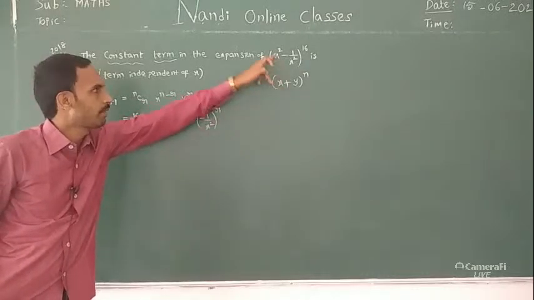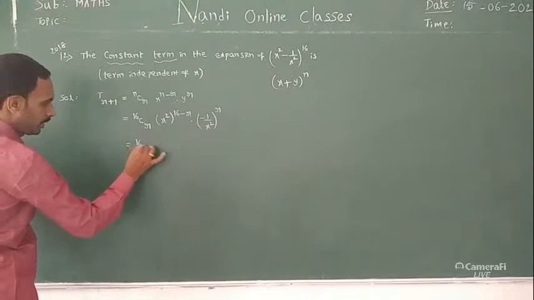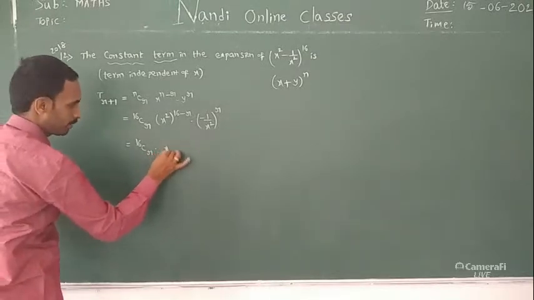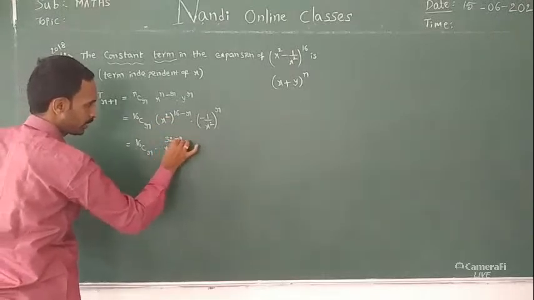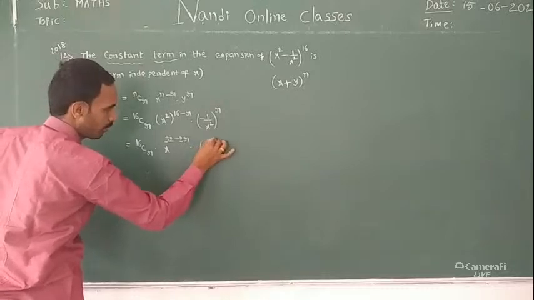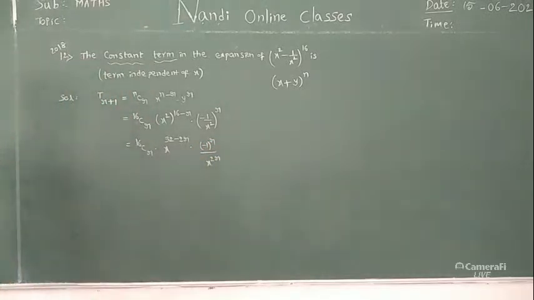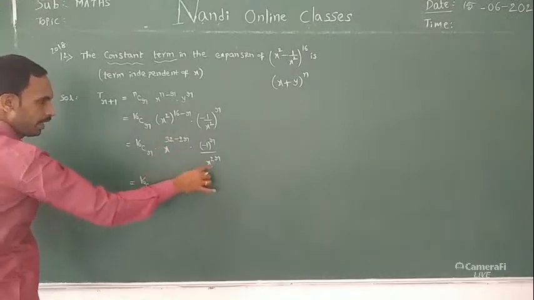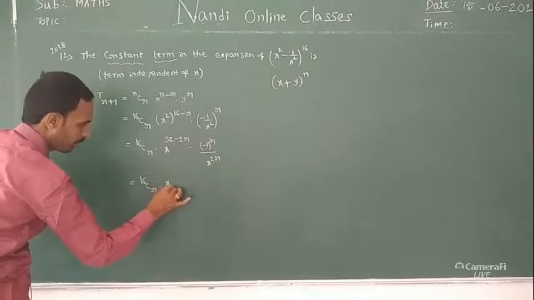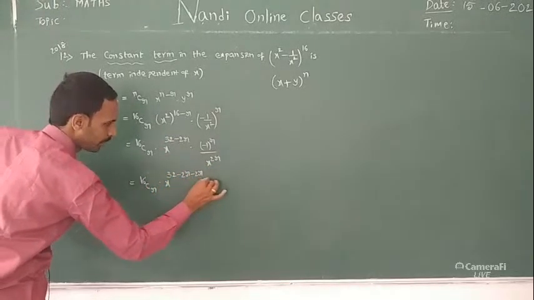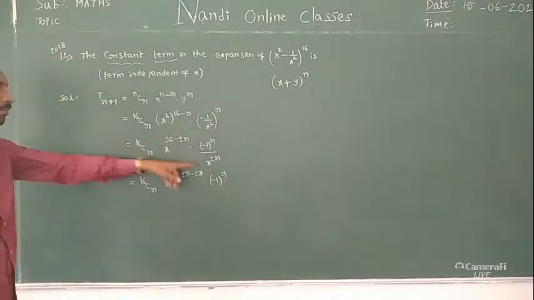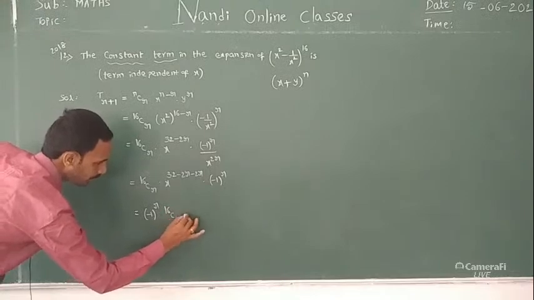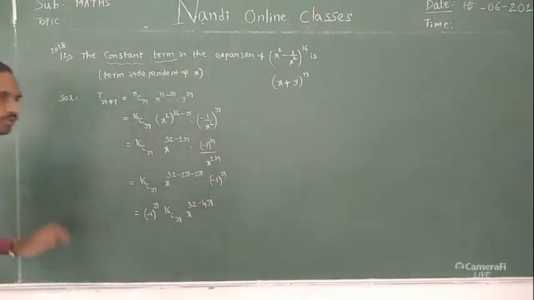X is x^2, y is -1/x^2. This is equal to 16Cr times, using (a^m)^n = a^(mn), x^(2(16-r)) which is x^(32-2r). Taking the power to each term, (-1)^r by x^(2r). This equals 16Cr, using a^m/a^n = a^(m-n), x^(32-2r) into (-1)^r. Writing in order: (-1)^r times 16Cr times x^(32-4r), since minus 2r is minus 4r.